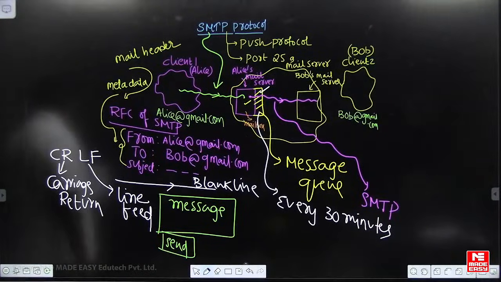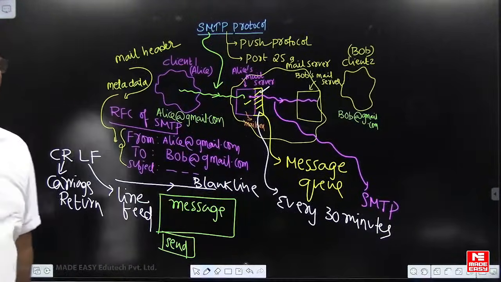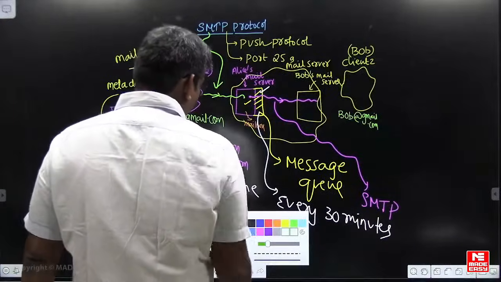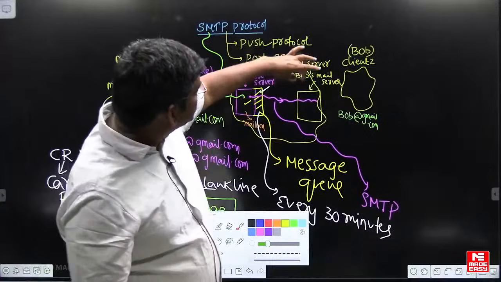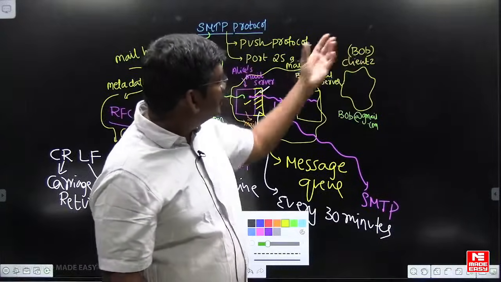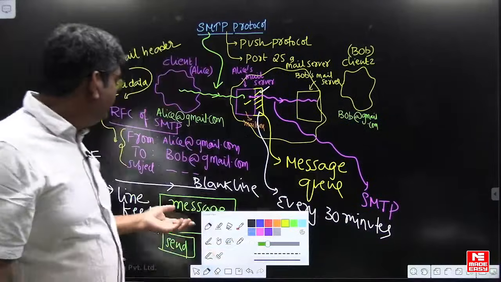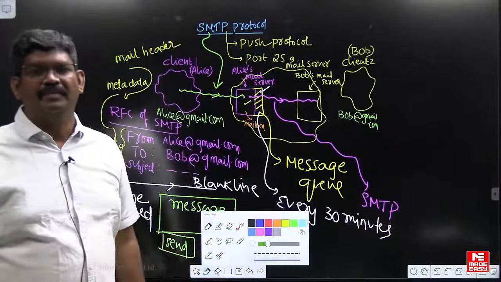Got it? See, I have explained a lot of typical questions. Now the next small concept which I can explain is: from this Bob's mail server to the client, how will your mail be retrieved, or how will this message be retrieved? That I am going to explain now.